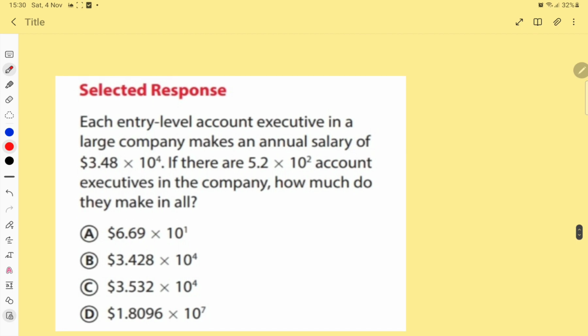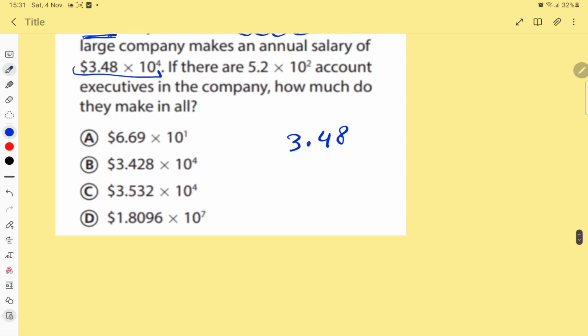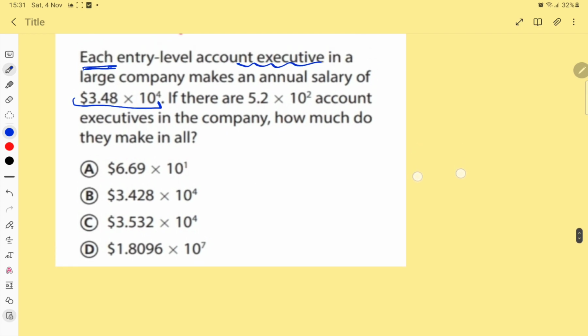Word problem. Each entry-level account executive in a large company makes an annual salary of this. If there are 5.2 times 10 power 2 account executives in the company, how much do they make in all time? In this question, he's saying each account executive, each one is making this salary, which is 3.48 times 10 power 4. Let's write this here. 3.48 times 10 power 4. This is the salary.